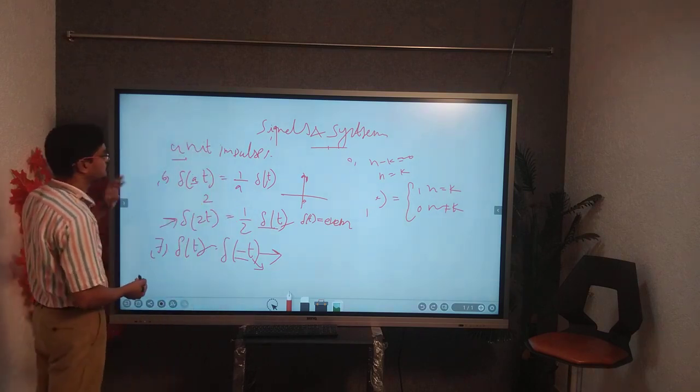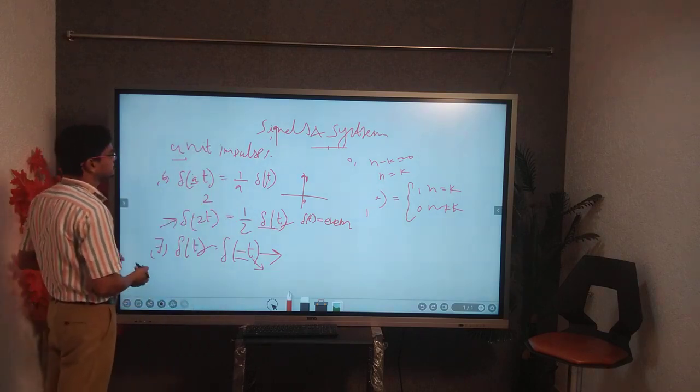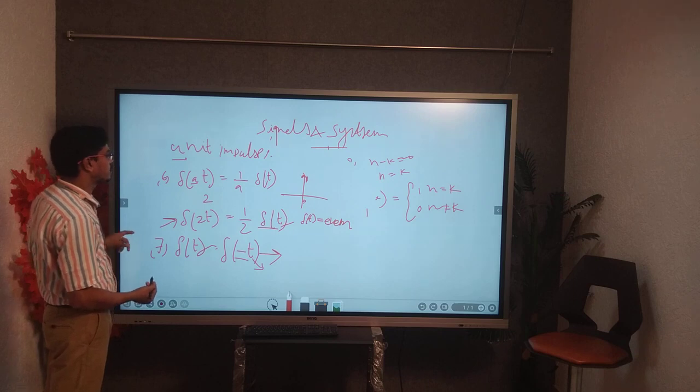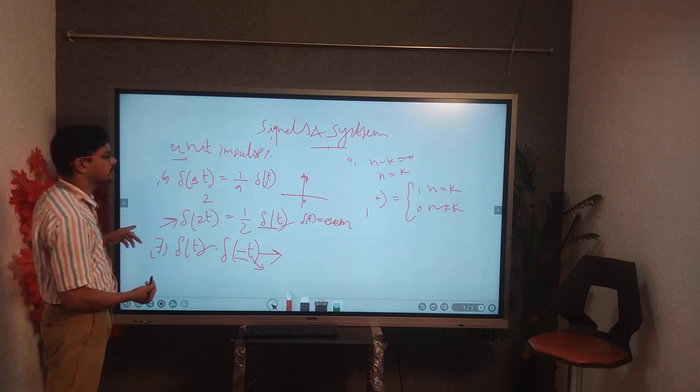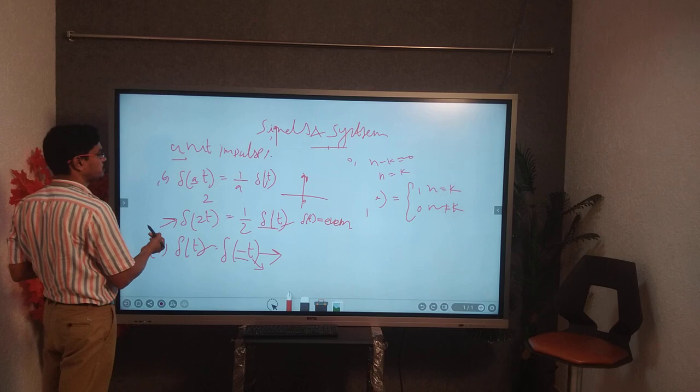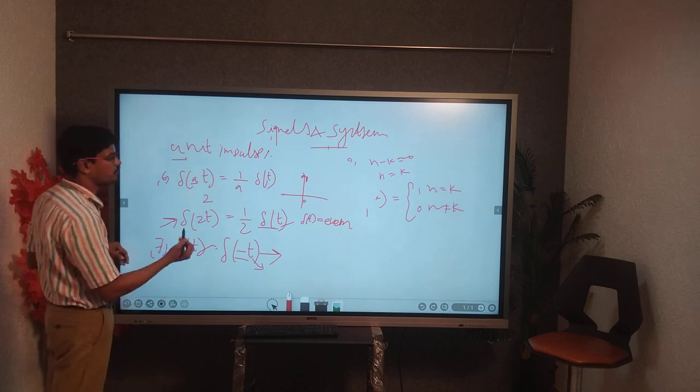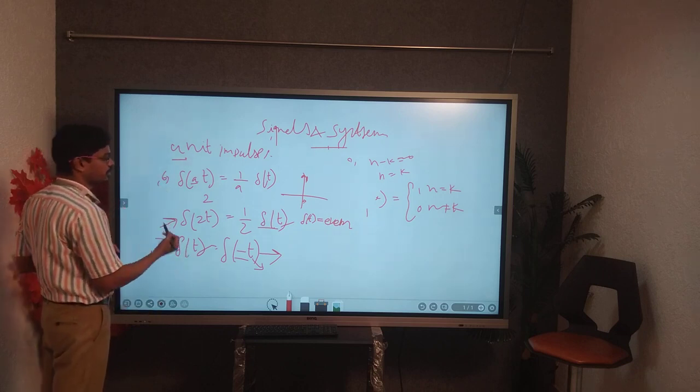In the classification, some important ones, that means in this classification, unit impulse and unit step signal are very important. So that's why we will discuss unit step and unit impulse.